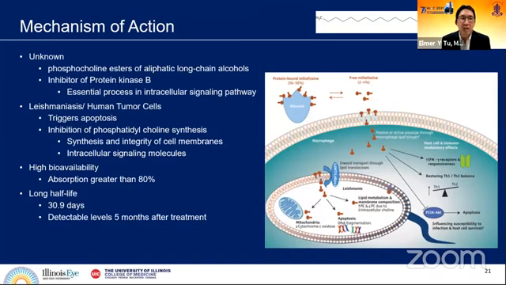As far as the mechanism of action is concerned, we're not really sure what it is, but it appears to be an inhibitor of protein kinase B, which is an essential process in the intracellular signaling pathway. In leishmaniasis and in human tumor cells, it triggers apoptosis, and it's thought to interfere with the synthesis and integrity of cell membranes and intracellular signaling molecules. And this is a schematic on the right showing that it probably has a multifactorial effect on the cell, including destabilizing the membranes of mitochondria, the cell wall, and also causing apoptosis, as I mentioned.